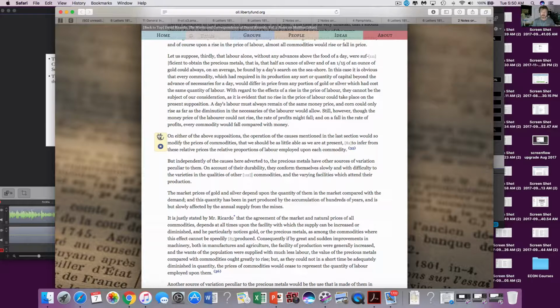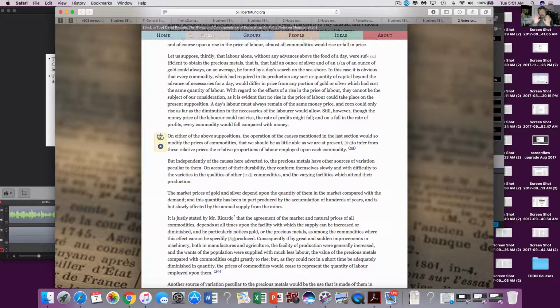The reason is that gold is going to have unassisted labor, and it's not going to enter into the means of production of any other commodity. Hence, it's going to be an invariable standard. With regard to the effects of a rise of the price of labor, they cannot be the subject of our consideration, as it is evident that no rise in the price of labor could take place on the present supposition. A day's labor must always remain of the same money price, and corn could only rise as far as a diminution in the necessaries of the laborer would allow. Still, however, though the money price of labor could not rise, the rate of profit might fall, and on a fall in the rate of profit, every commodity would fall compared with money.